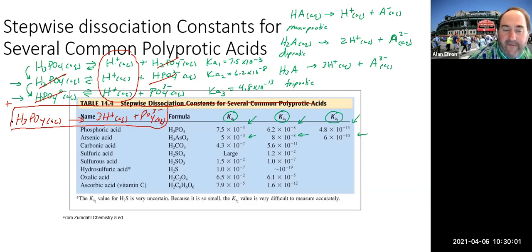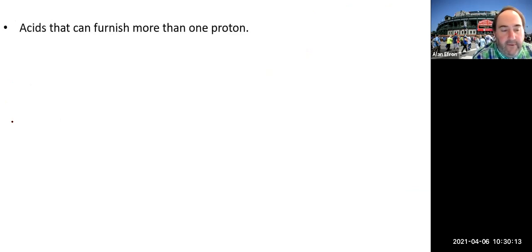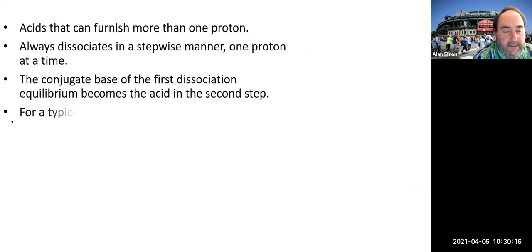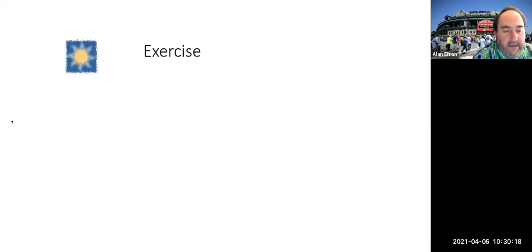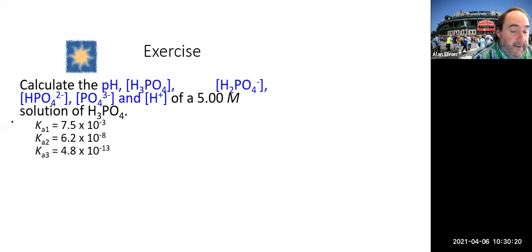So how does this affect something if we wanted to calculate perhaps the pH of a polyprotic acid, or we want to know what everybody's concentration is in a solution of polyprotic acid? We'll come back to this in just a sec. Why don't we look at an example where we're trying to figure out the concentration of everybody involved.